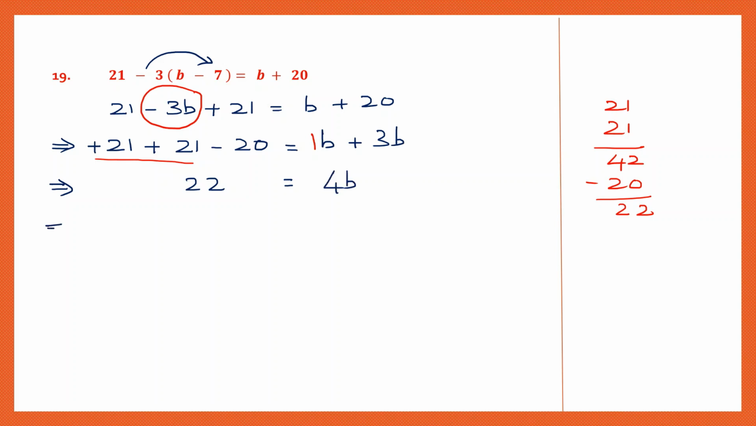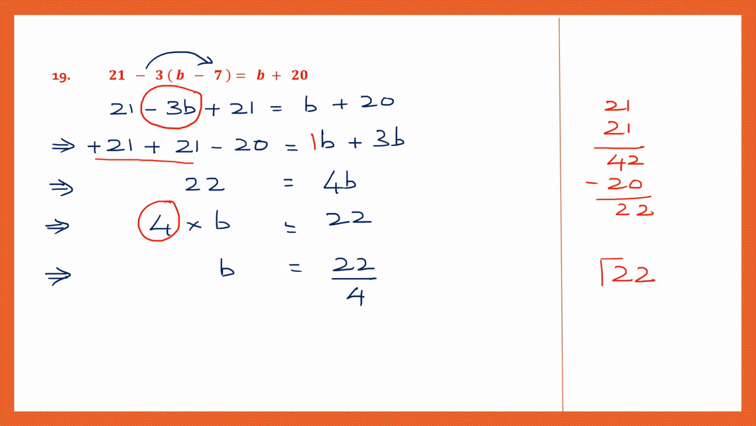So what does that mean? 4b means 4 into b. 4 into b is 22. So to find the value of b, what do we say? 22 divided by 4, because we are transposing this 4, which is multiplication, to the right hand side. Now let's divide 22 by 4. 22 divided by 4. 4 fives are 20, minus, you have 2.